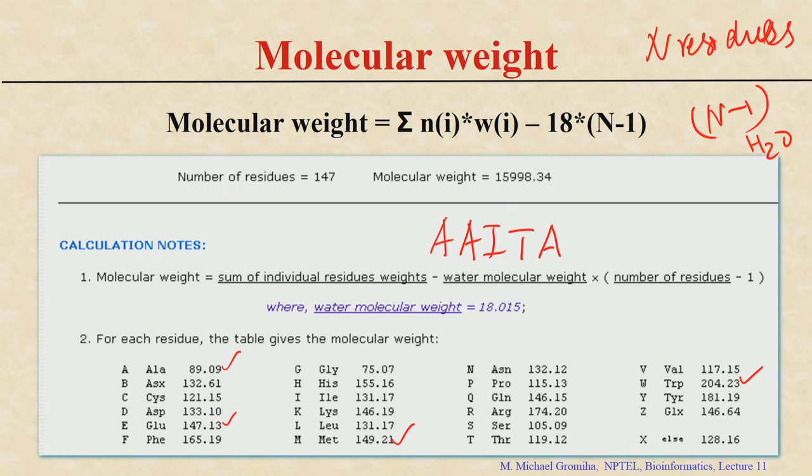So, to calculate the molecular weight, what we have to do? First, we have to assign values for each of the residues. So, how many alanines here? 3. So, 3 multiplied by 89. Then I is 1 time, 1 multiplied by 131, and 1 T, this multiplied by 119.